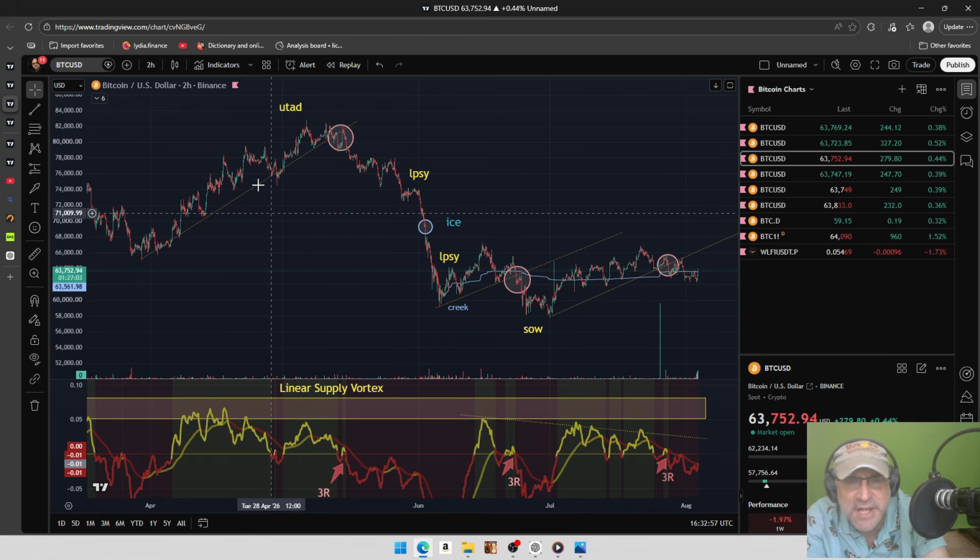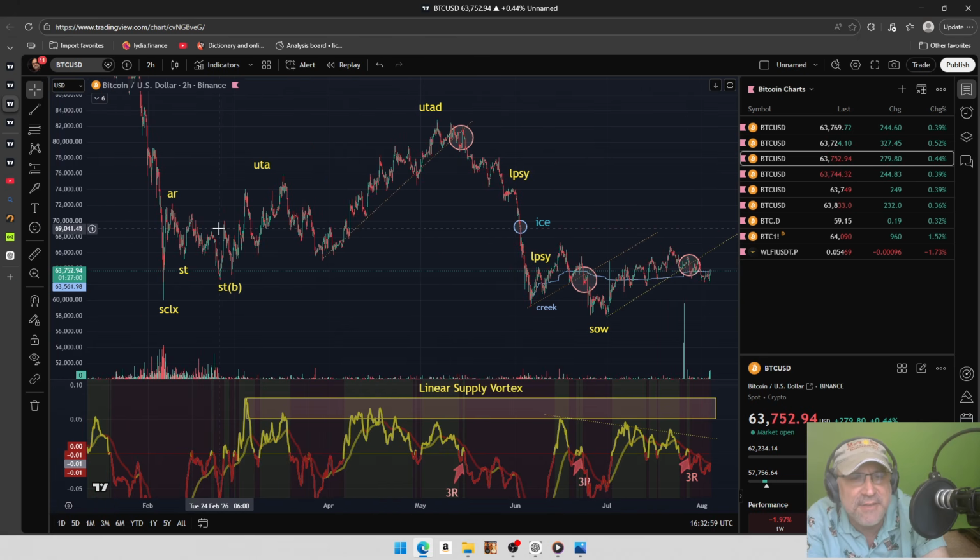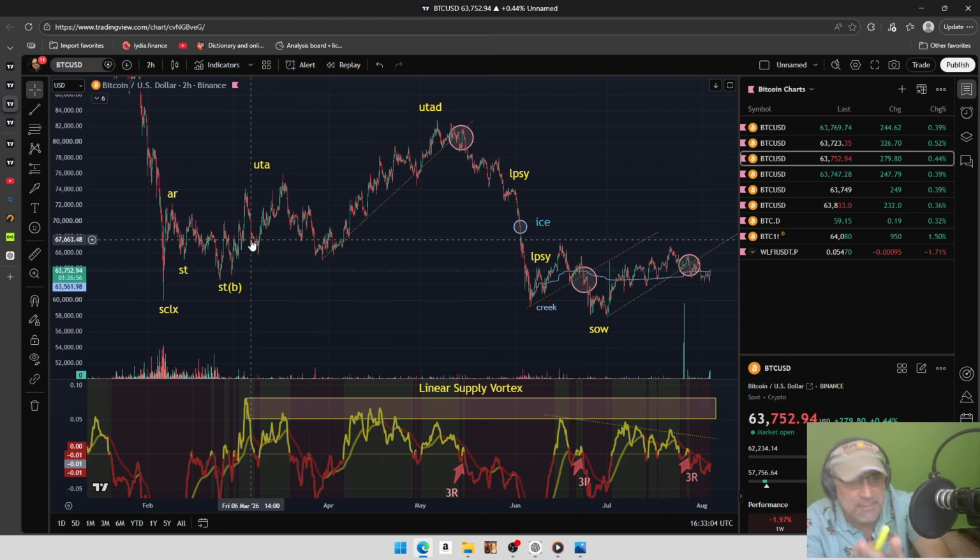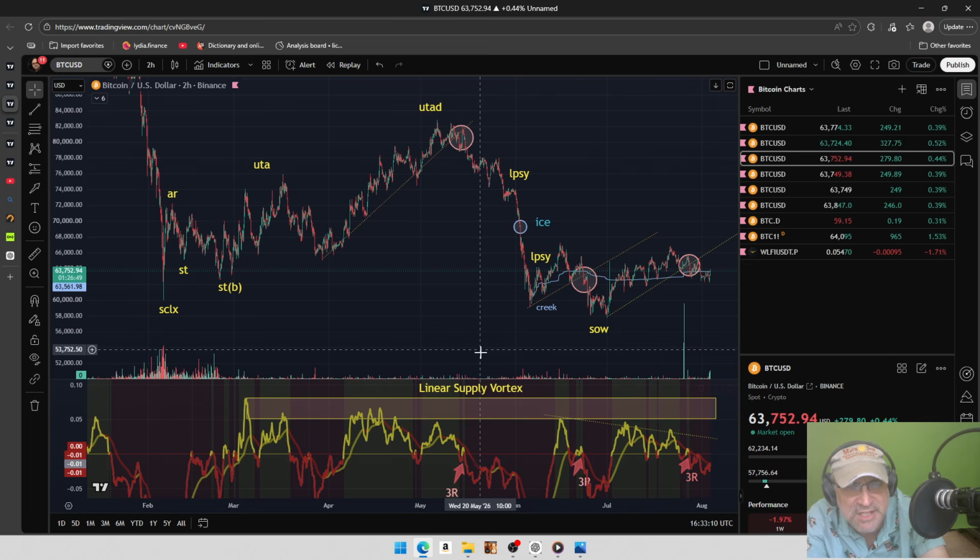So we see this break of structure. This is kind of like a Wyckoff schematic that I drew in the 2-hour. And this video is almost done. I'm trying to really abbreviate these videos. So I have the basic Wyckoff here. This is Bitcoin with the linear supply vortex and the STH NUPL.